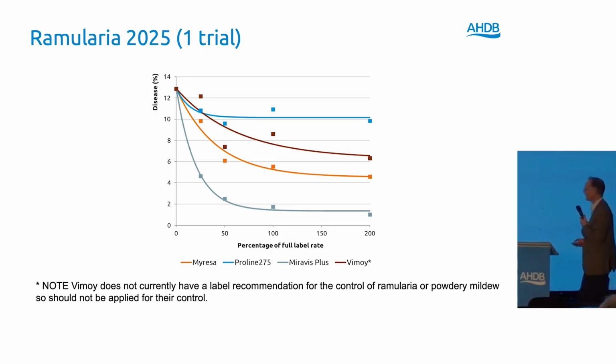Looking at ramularia now for a moment, this is the 2025 data from one site. It pretty much reflects what we've seen over a few years now. Miravis is very active on ramularia. Myrisa also pretty good, especially at the higher rates of application. Vimoy certainly had some level of activity on ramularia as well, and Proline also giving us a little bit of useful activity, but not nearly at the same level as what we're seeing from others.